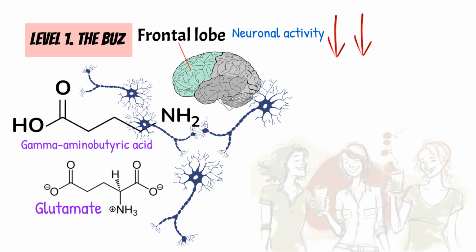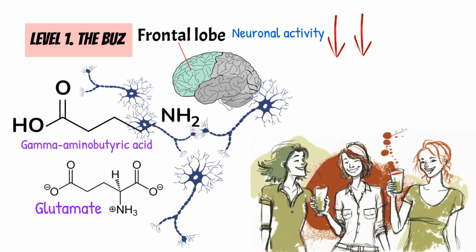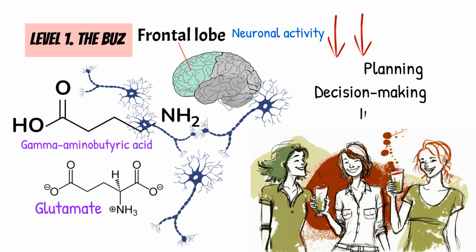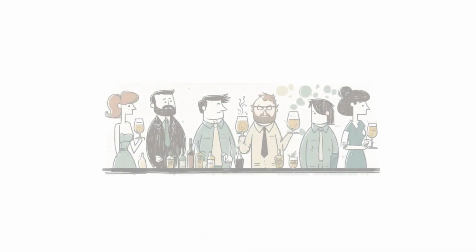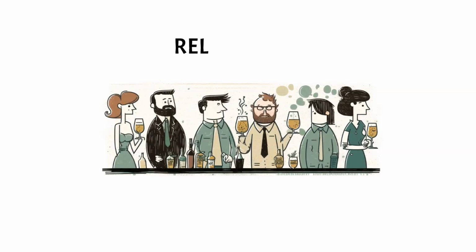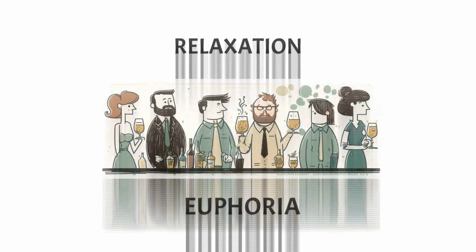Our frontal lobe is responsible for executive functions such as planning, decision-making, and inhibition. At this stage, other areas of the brain that control behavior and decision-making may still be functioning normally. The net effect of these changes is a feeling of relaxation and euphoria.